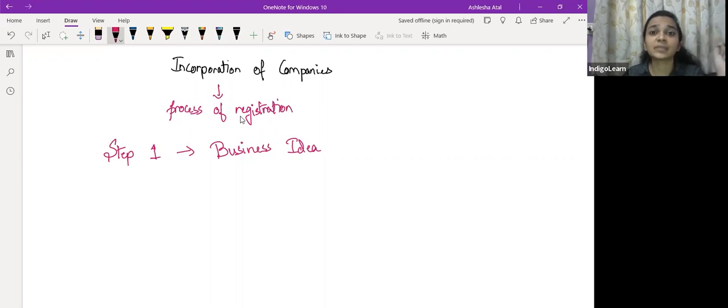If you do not have any business idea in your mind, अब company in first place incorporate कैसे करोगे? What are you going to write in the object clause of the memorandum if you do not know what is the purpose with which you are starting the company? So सबसे पहला requirement जो होता है वो है an idea.